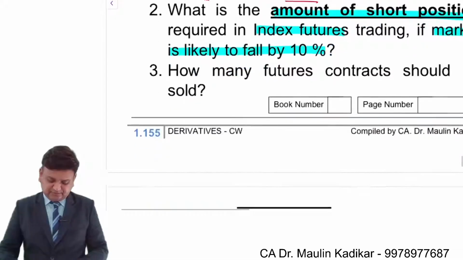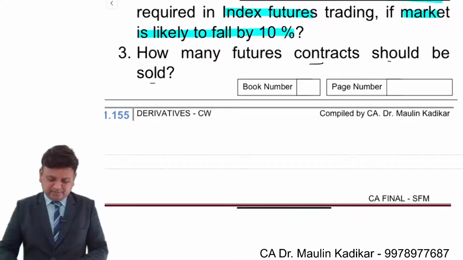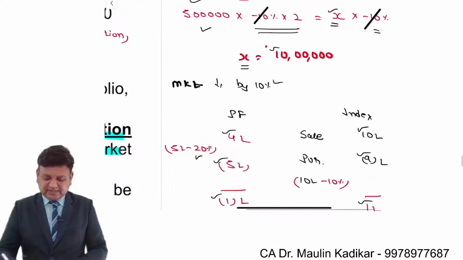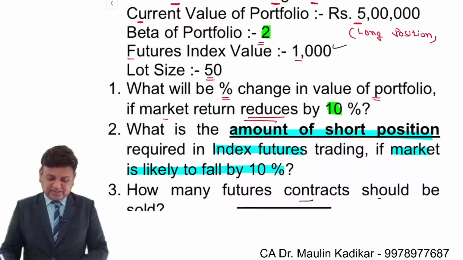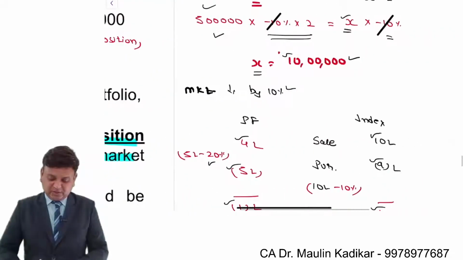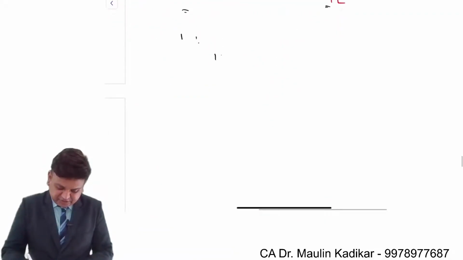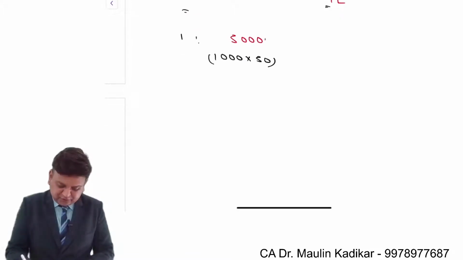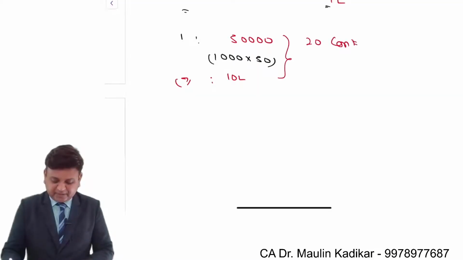Now the next question is, do not write anything, let us have understanding. How many futures contracts should be sold? That is the question. We understand that 10 lakhs is the amount. Over here, the futures index value is provided to us as 1000 and the lot size is provided as 50. So if you enter into one contract, it is 1000 into 50, so 50,000 rupees is the amount for which the futures contract is sold. You want to sell index for 10 lakhs, so you have to enter into 20 contracts.